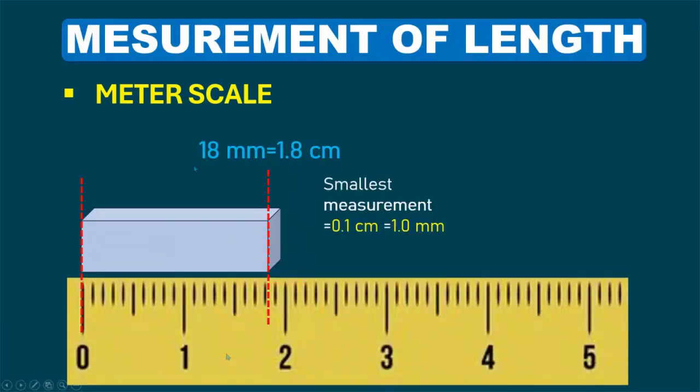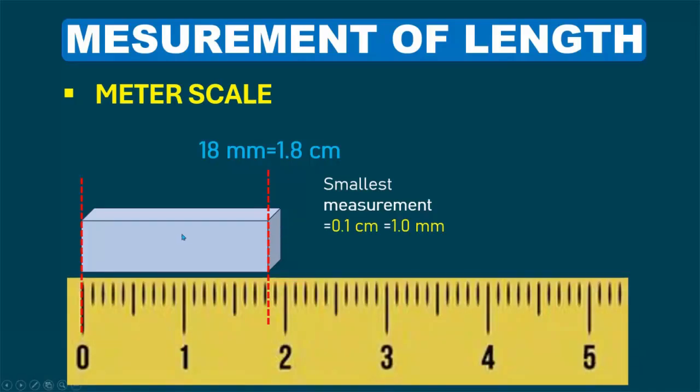You can see here the smallest measurement that can be done with the help of a meter scale is 0.1 centimeter or 1 mm. So here one division on the meter scale equals 1 mm. If you look at this end of the object, it is slightly more than 18 mm, but the measuring scale cannot measure this much length because the least count of the measuring scale is 1 mm. So it can only measure up to this much reading, that is 18 mm.